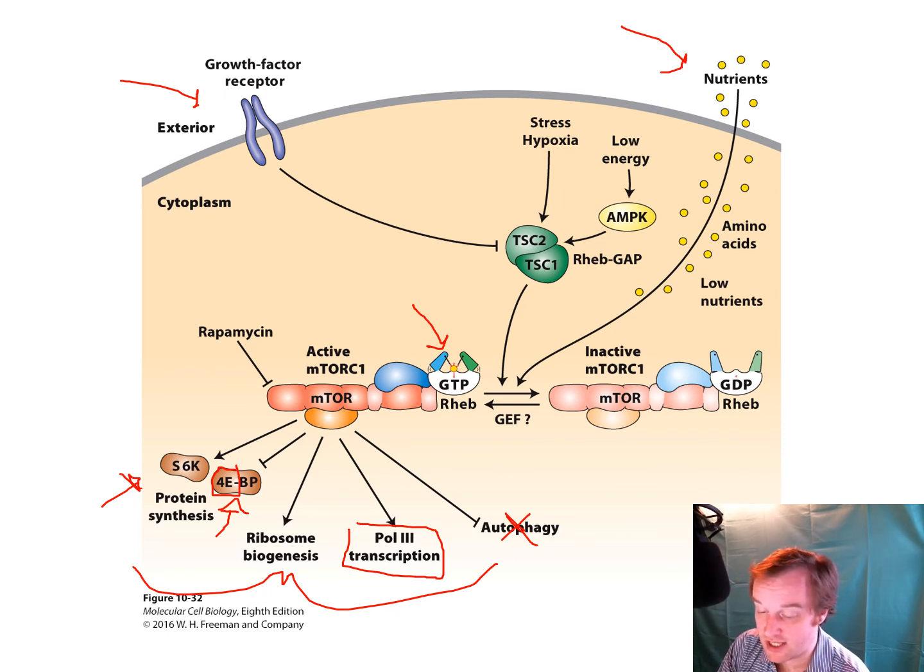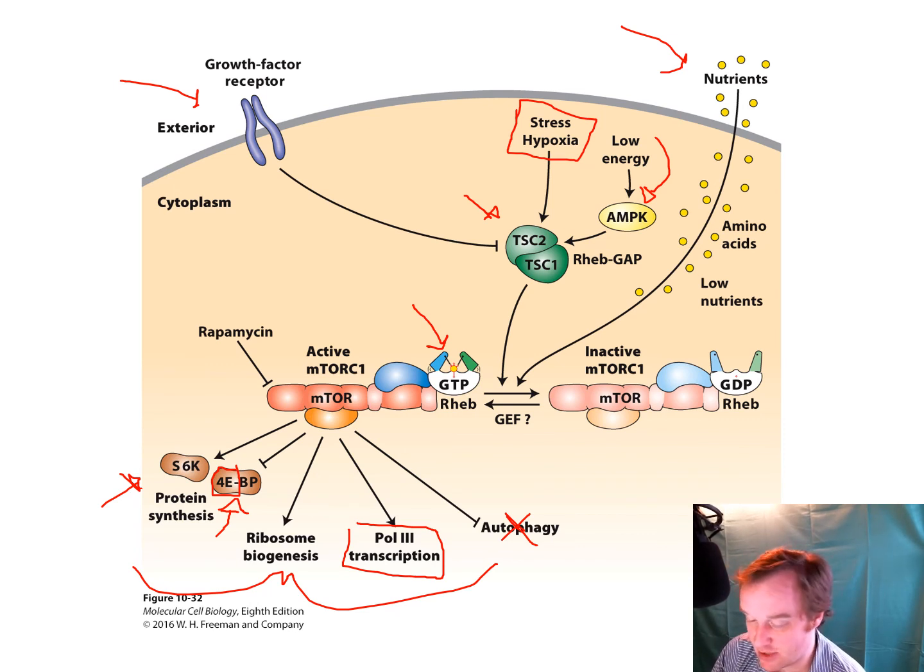And so we start with AMP kinase up at the top, which senses this low energy. And this activates this TSC1 and TSC2 complex, which then goes and inactivates mTORC1. We then have, it can also be activated instead of by low energy by stress response, hypoxia.